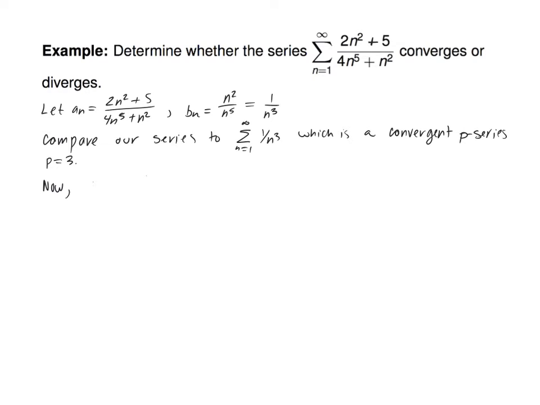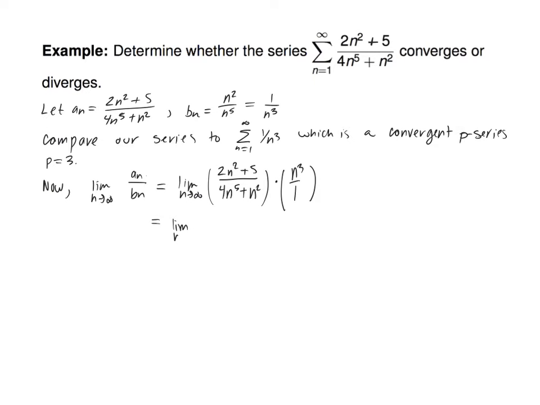Okay, now we're going to find the limit as n goes to infinity of a sub n over b sub n. Okay, so a sub n is 2n squared plus 5 over 4n to the 5th plus n squared. And dividing by b sub n is the same as multiplying by its reciprocal, right? So we're going to make that n cubed over 1. And then you're going to distribute.